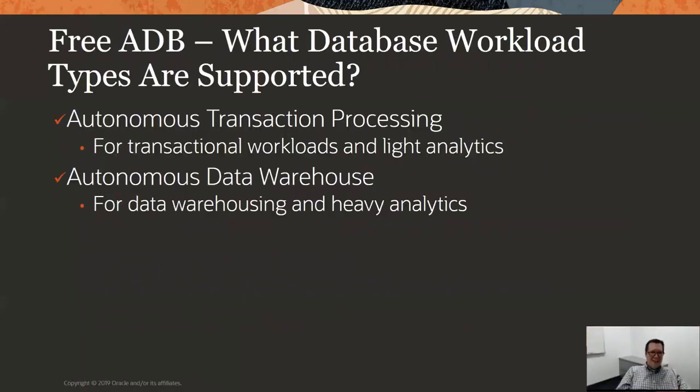Okay. All right. So ATP and ADW are both included in this. Autonomous database comes in 2 flavors. There's a workload type optimized for transaction processing and lightweight analytics. That's ATP. And there's another type optimized for heavy analytics and data warehousing. That's Autonomous Data Warehouse. So when we say autonomous database, it has two flavors, ATP and ADW, and you can run either of these as an always free.